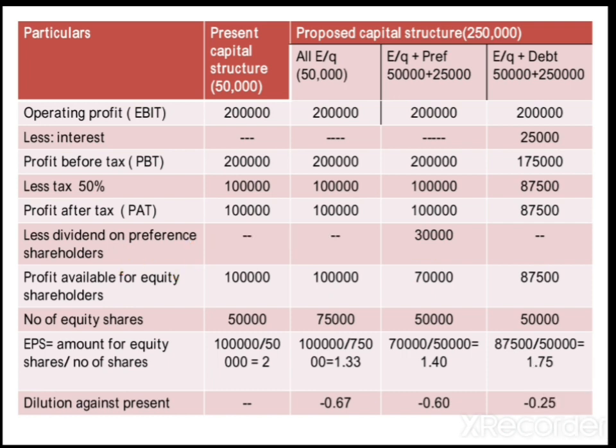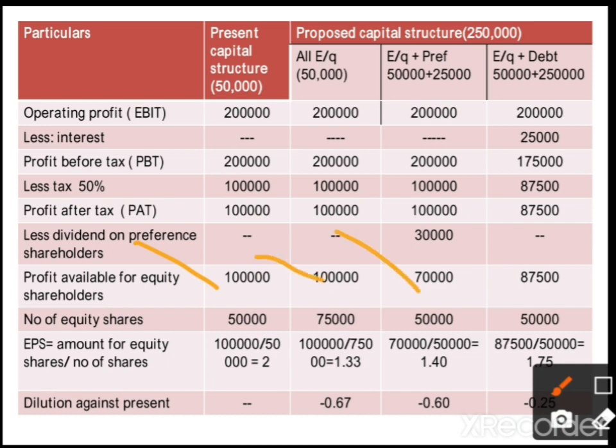Next, after deducting the dividend, we get the profit available to equity shareholders. So directly 1 lakh, 1 lakh minus 30,000 gives 70,000, then 87,500 and 87,500. So now we have the profit available to equity shareholders.